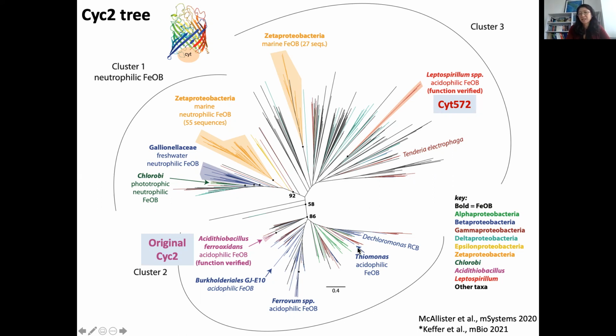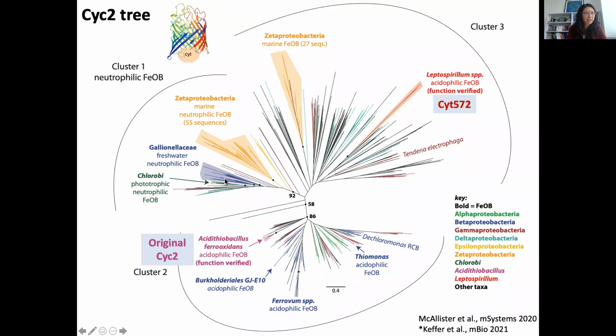And the question is, are these all iron oxidases? That's a hard question to answer. But you can see that the neutrophilic iron oxidizers, the Gallionella, these freshwater iron oxidizers, and the Zetaproteobacteria form a relatively tight cluster over here, and we call it cluster 1 because it's the one that we want to investigate. And it also clusters with these phototrophic neutrophilic iron oxidizers.